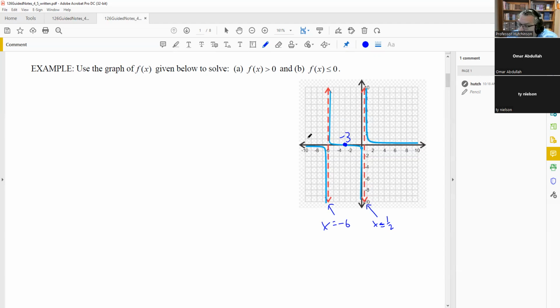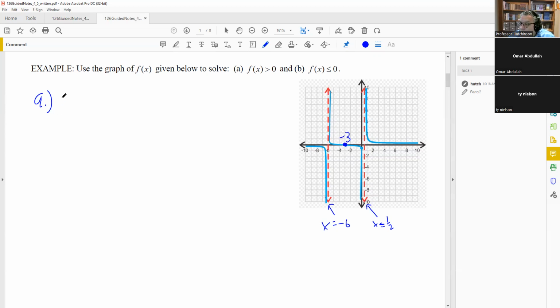Next thing we're going to do, now we have that labeled, we want to do f of x is greater than 0. You're looking for the part of the graph that is above the x-axis. Now we have two places where that occurs. You've got this between the left dotted line and up to -3. That graph is above the x-axis.